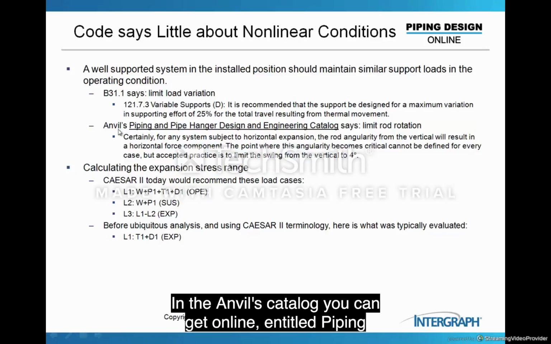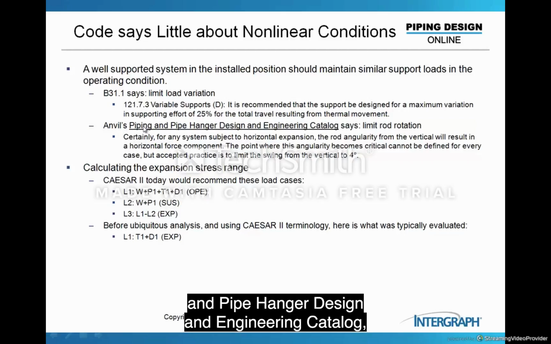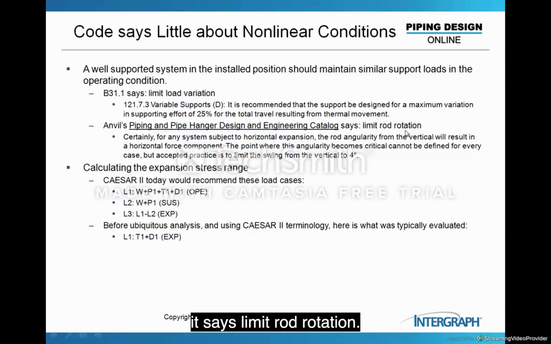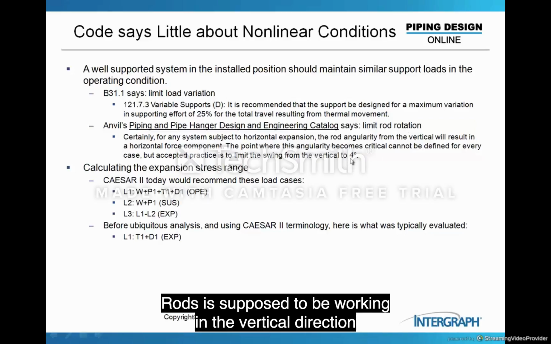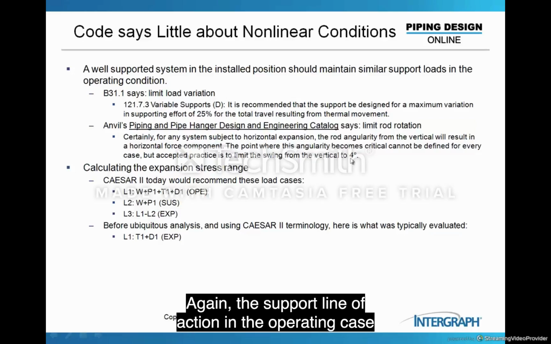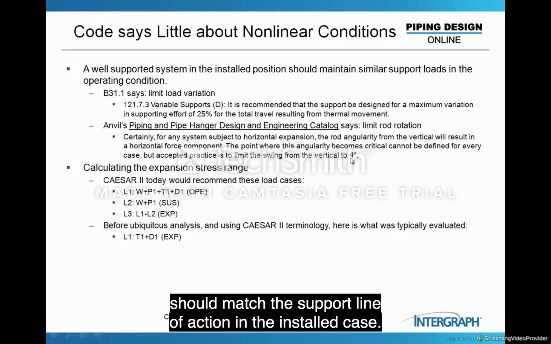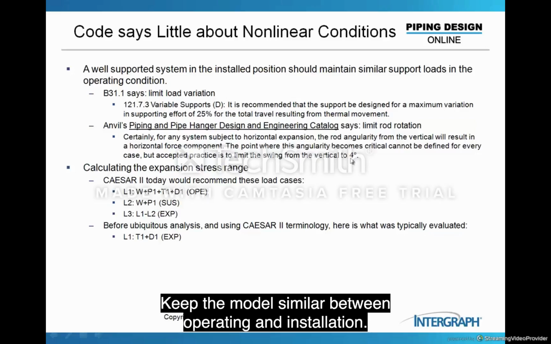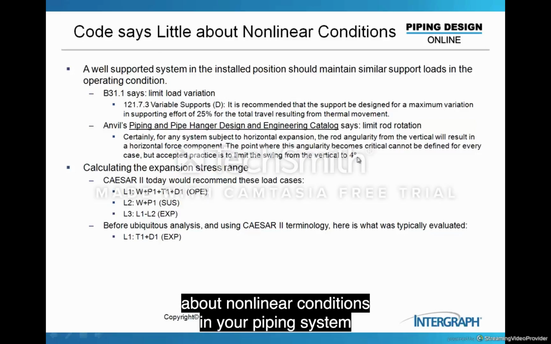In the Anvil catalog that you get online, entitled Piping and Pipe Hanger Design and Engineering Catalog, it says limit rod rotation. Rods are supposed to be working in the vertical direction, and they should not swing more than 4 degrees. Again, the support line of action in the operating case should match the support line of action in the installed case. Keep the models similar between operating and installation. But there's very little else said about nonlinear conditions in your piping system by the codes.